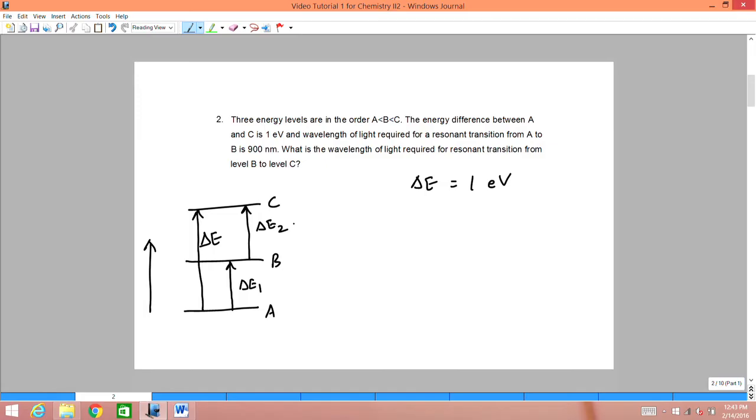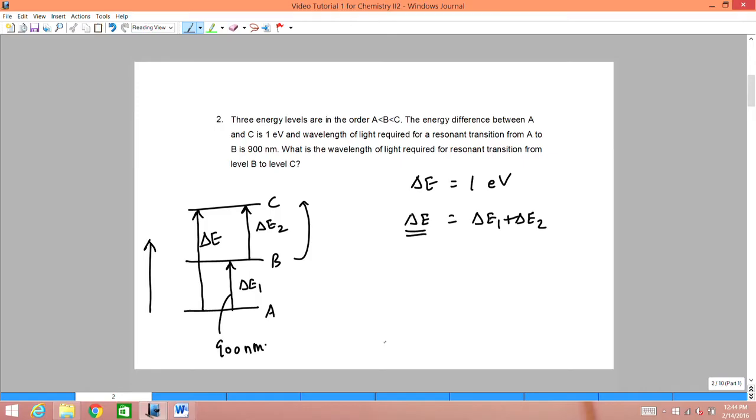Then energy conservation tells you that delta E should be equal to delta E1 plus delta E2, and you are given the wavelength for this transition as 900 nanometers. And you are asked to calculate what the wavelength of light required for resonance transition from B to C, that is this transition.